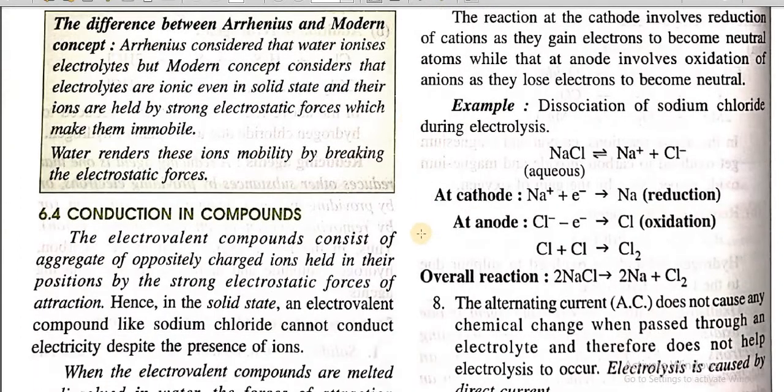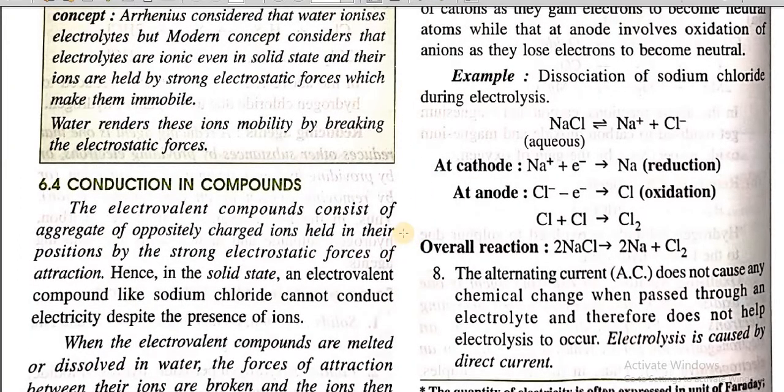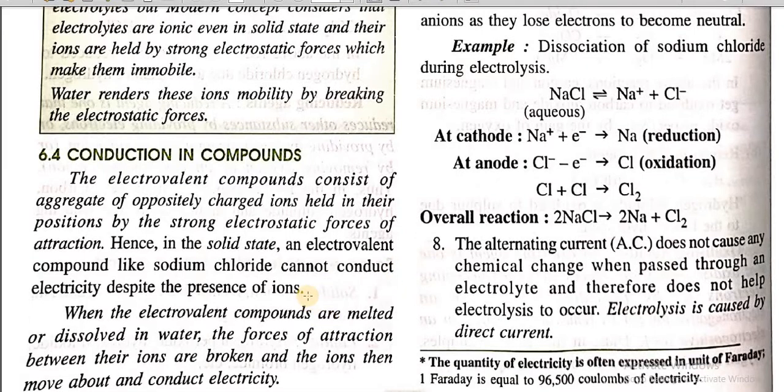Now we'll discuss conduction in compounds, how the conduction takes place. The electrovalent compounds consist of an aggregate of oppositely charged ions, as we know, positive and negative charges, and they're held in their positions by a strong electrostatic force of attraction. Say for example, in the solid state, an electrovalent compound like sodium chloride cannot conduct electricity despite the presence of ions. So solid sodium chloride does not conduct electricity, whereas if you take its molten or aqueous state, it will conduct electricity. The reason is that in solid sodium chloride, the ions are not free.